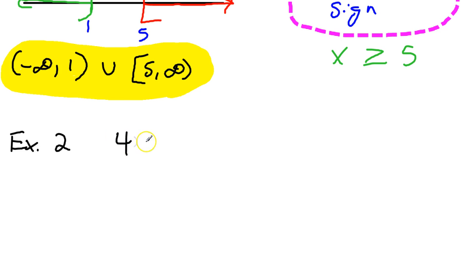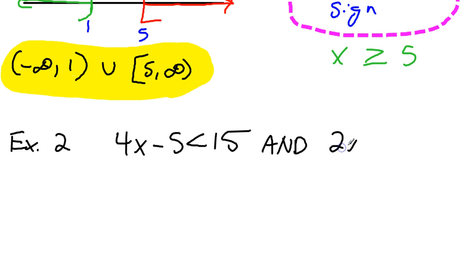So let's go with 4x. Make sure I get my signs correct on this one. 4x minus 5. Let's go less than 15. And we've got our AND. 2x minus 3 is greater than 1. Okay, and the signs are correct on this.